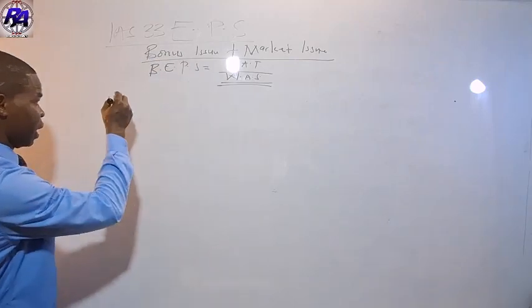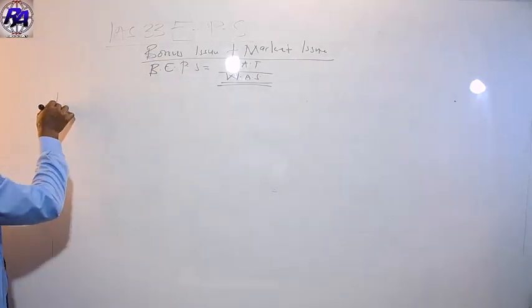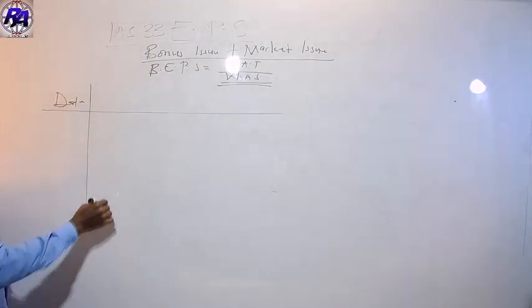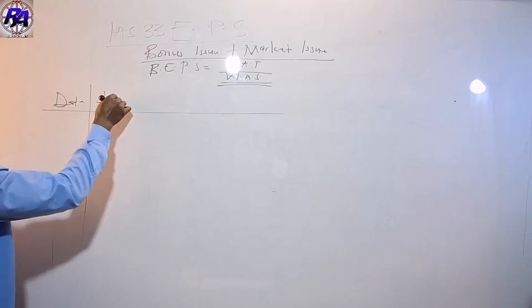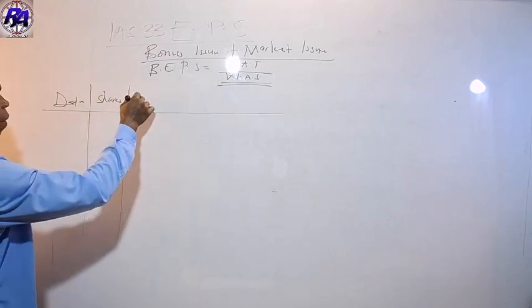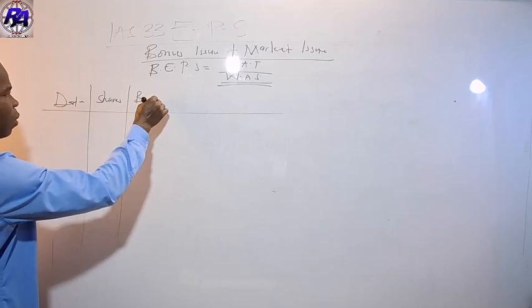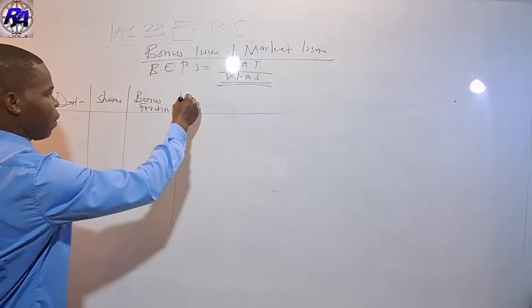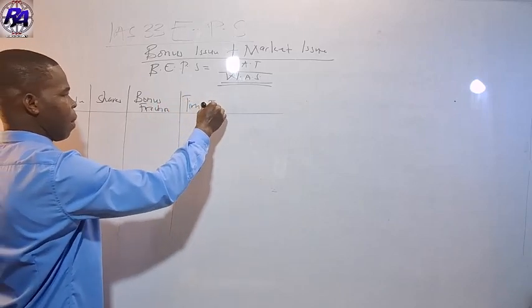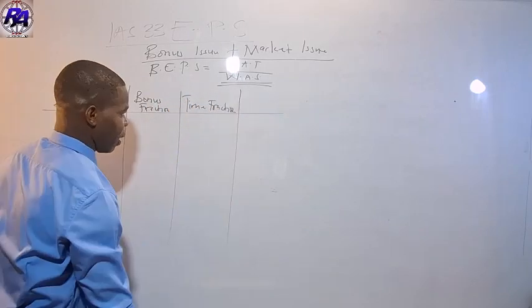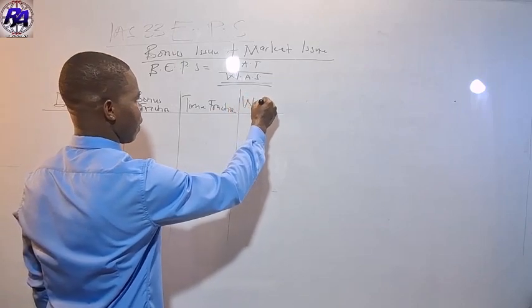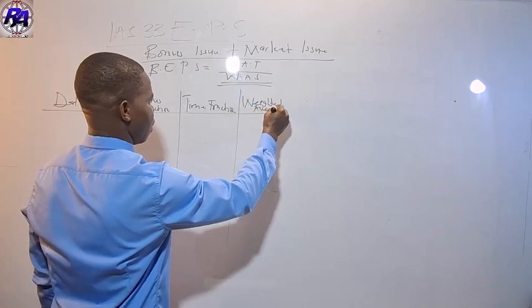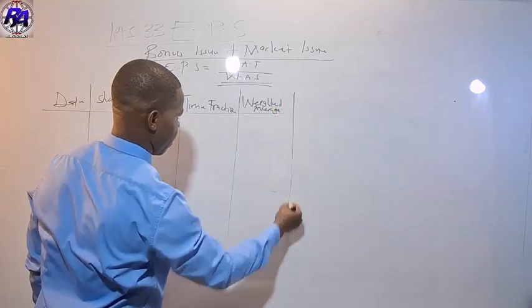So we are going to use the table. So here we have dates. We have our date over here. Then we have our shares. Then we have our bonus fraction. And then we are going to have time fraction. Then we are going to have our weighted average shares over here. All right.